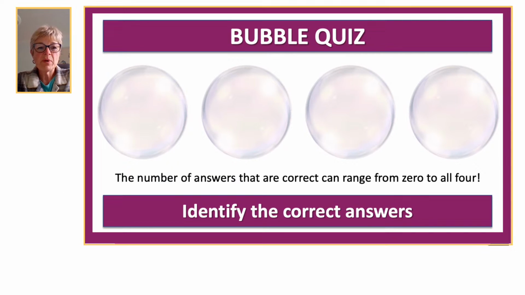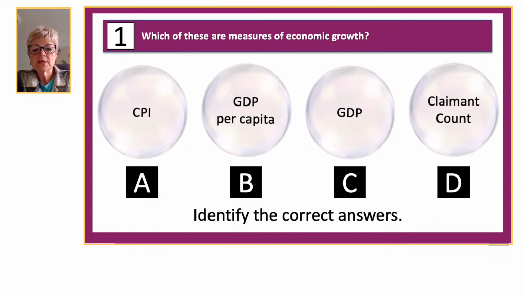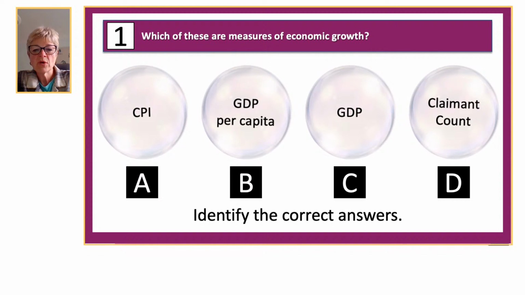Right, now we're on to the bubble quiz. I absolutely love the bubble quiz, as you know. So what we're looking for, we've got a question coming up, and then we're looking for answers. Now, the number of answers that could be correct can range from 0, none of them, to all 4. So what I'm looking for in the chat window are the correct answers. Do you think it's A? Do you think it's B? Do you think it's C? Do you think it's D? Do you think it's all of them? So let's start with a nice easy one to get going.